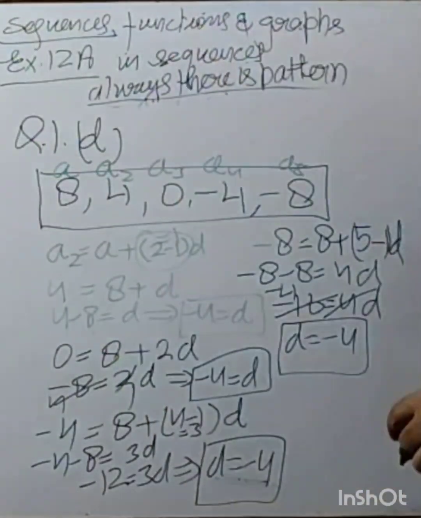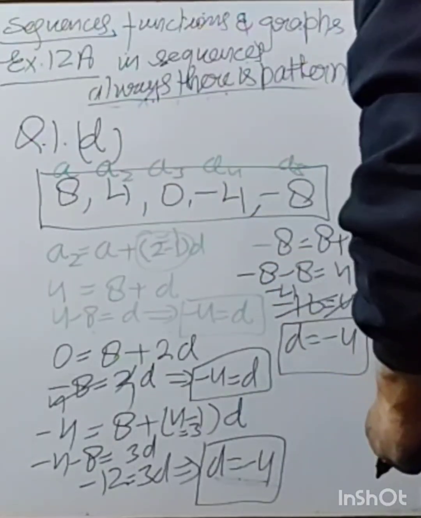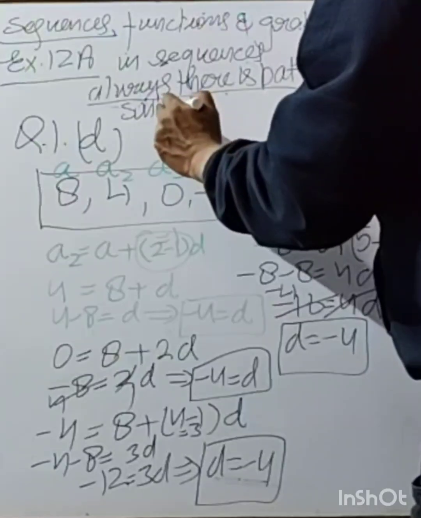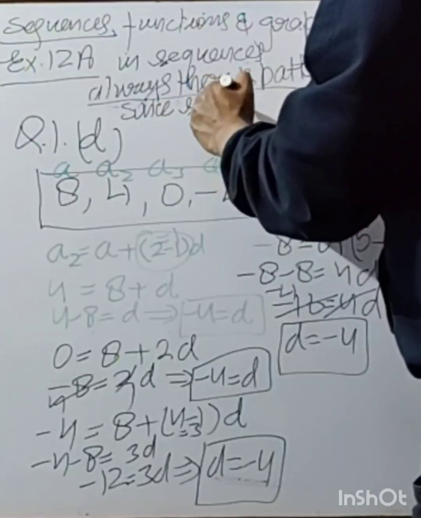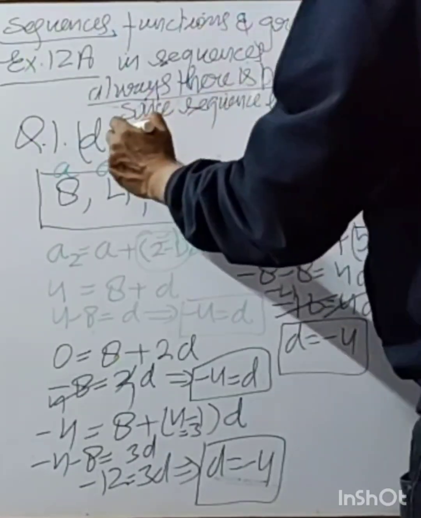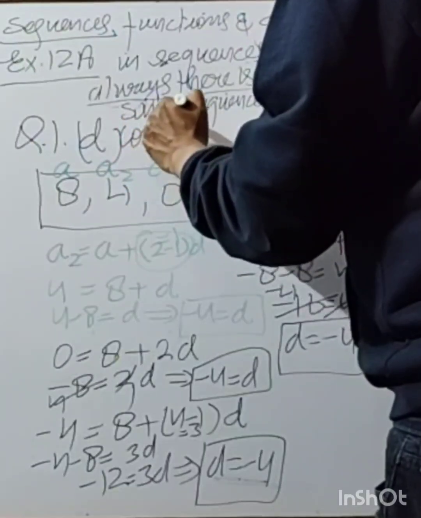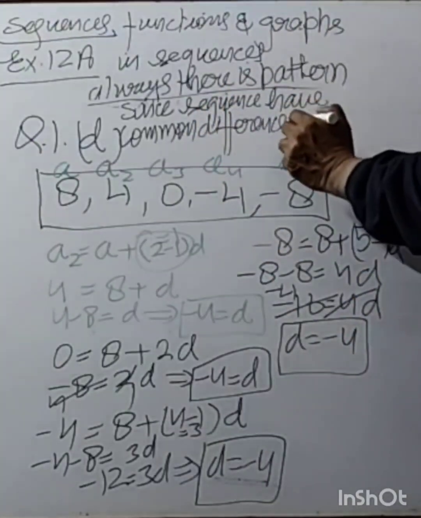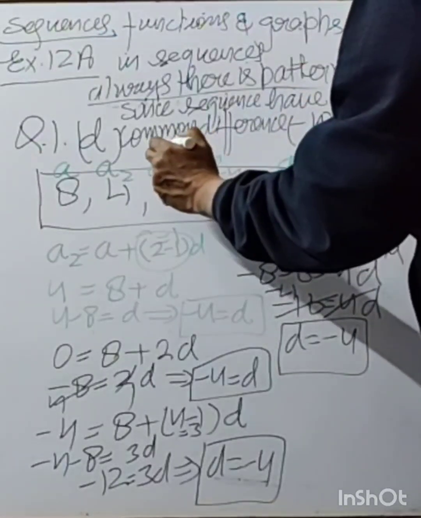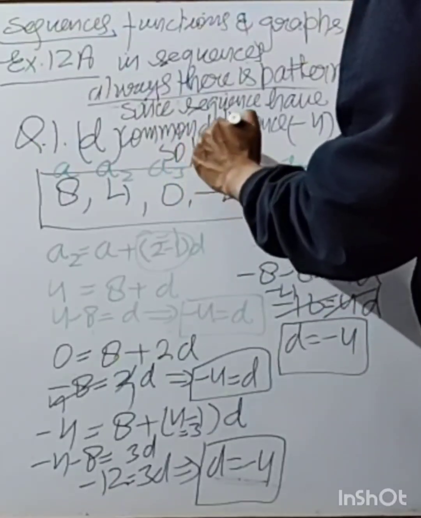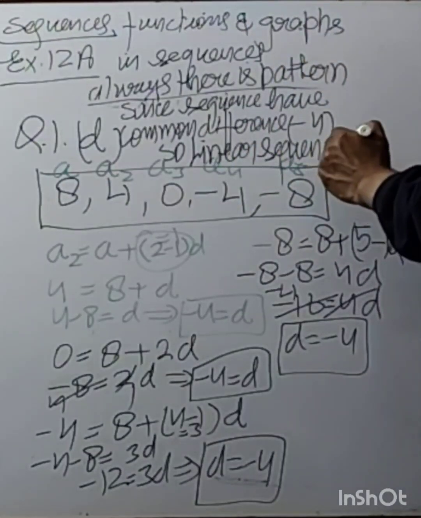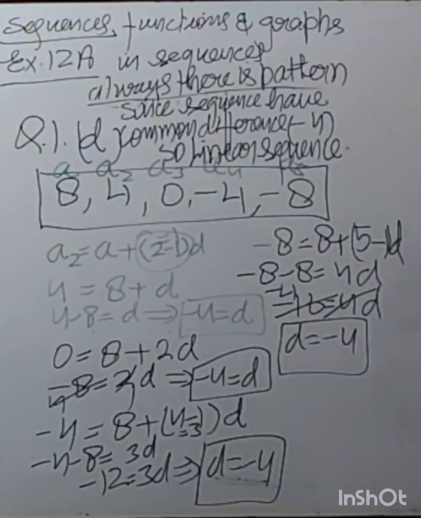Since the sequence has a common difference of minus 4, it is a linear sequence. Right? Do you get this? Yeah, I got it.